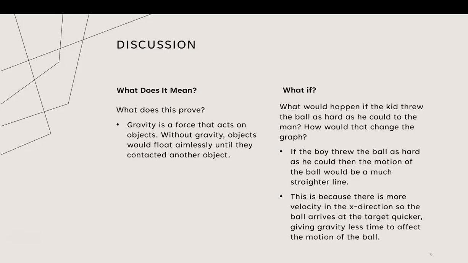What would happen if the kid threw the ball as hard as he could to the man? How would this change the graph? If the boy threw the ball as hard as he could, then the graph would show a much straighter line. There'd be less of a curve. This is because there'd be a lot more velocity in the x direction, so the ball arrives at the man quicker. This gives gravity less time to act on the ball, so it has less of a curving motion. It would be straighter.